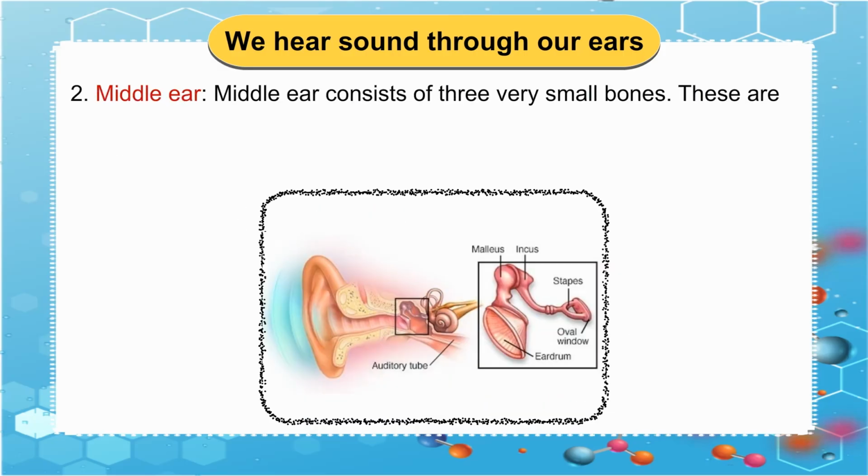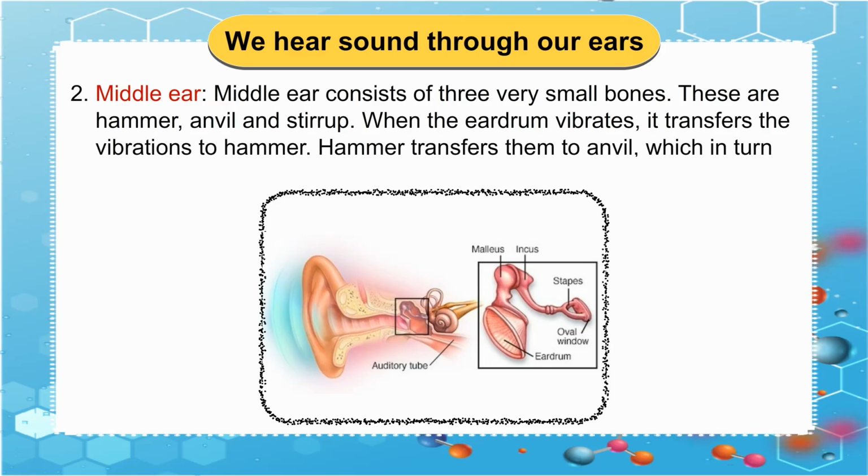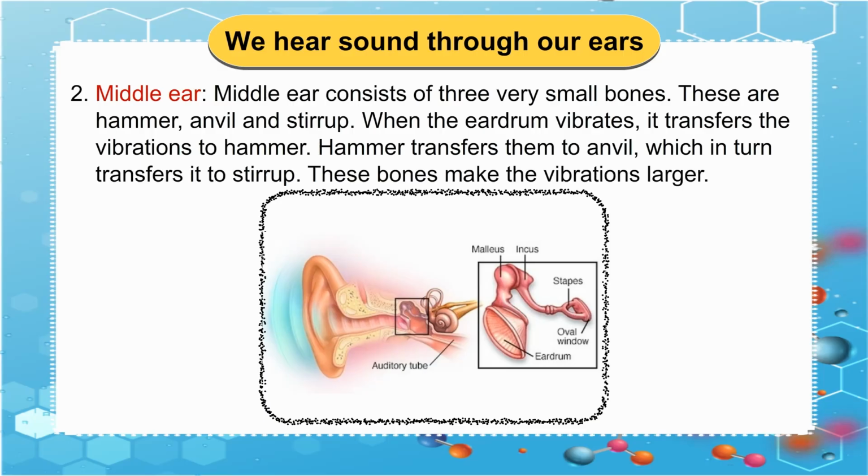2. Middle ear. Middle ear consists of three very small bones. These are hammer, anvil and stirrup. When the eardrum vibrates, it transfers the vibrations to the hammer. Hammer transfers them to the anvil, which in turn transfers them to the stirrup. These bones make the vibrations larger.